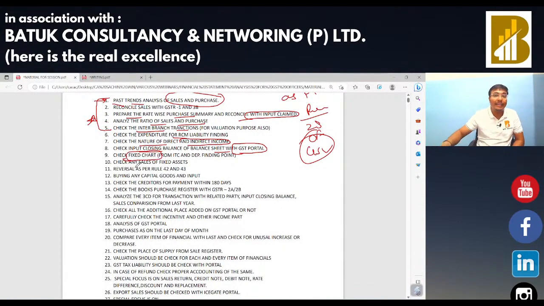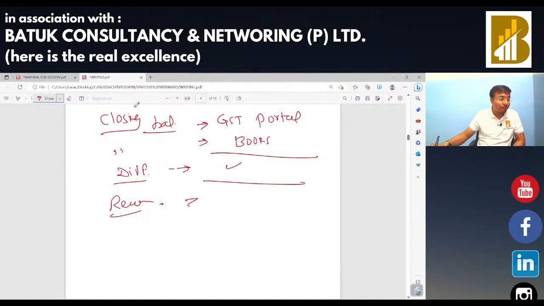Suppose there is any buying of any fixed assets. Okay, when you are going to check the closing balance on the GSTN portal, as a departmental authority, you have the facility to view the complete portal of that particular assessee. In that case, you just need to go to the ledgers. In ledgers, you need to go to the credit ledger.